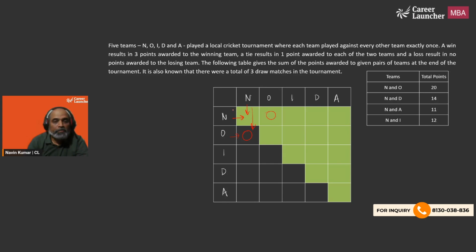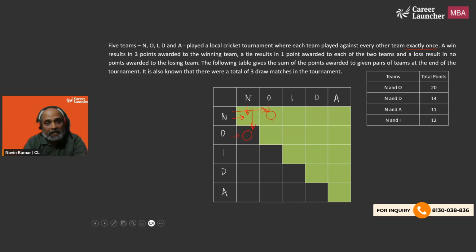Also, this is the match being played between N and O. Since each team plays against every other team exactly once, we do not need two cells for that. We need only one cell. So we only look at the lower triangular part of this matrix. This is a square matrix with 6 rows and 6 columns, out of which the first row and first column are used to denote the names of the teams.